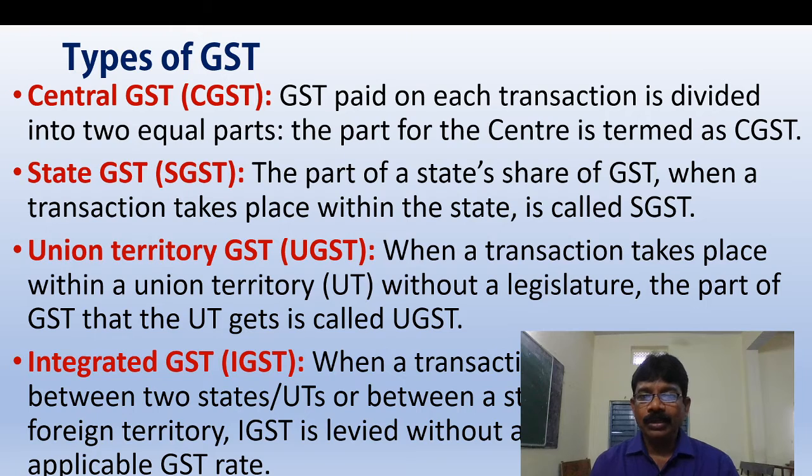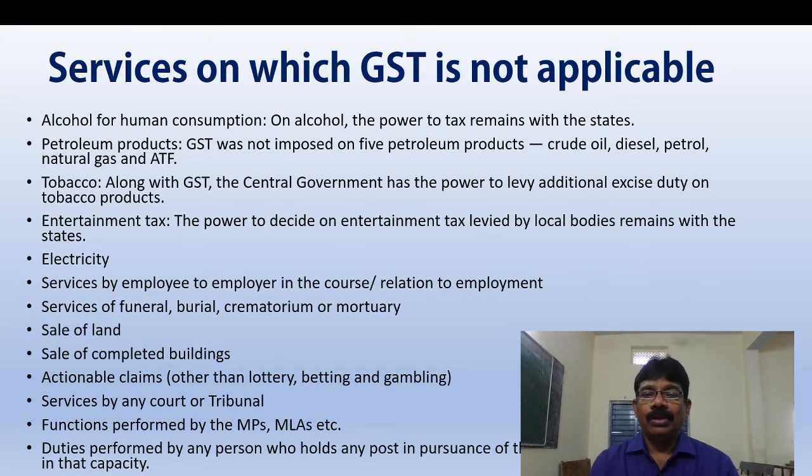As we already discussed the GST types or components of GST: one is CGST, that is central government tax; SGST, state government tax. If the goods are sold in a union territory, that is UGST, union territory tax. If the goods are sold in another state, that will be integrated goods and services tax. And now, where GST is not applicable.